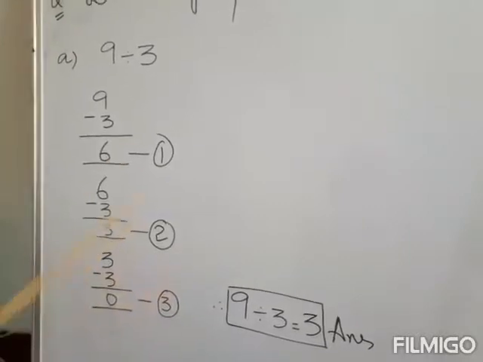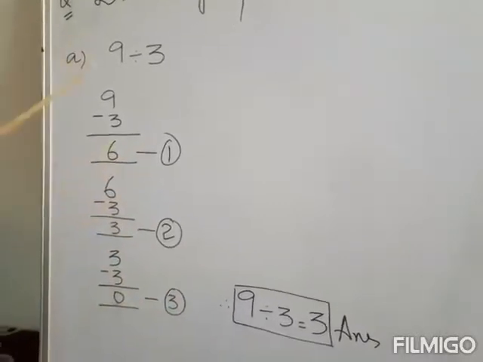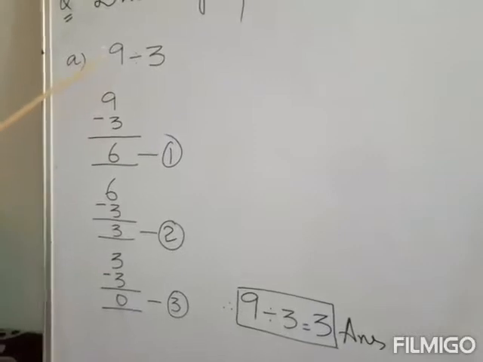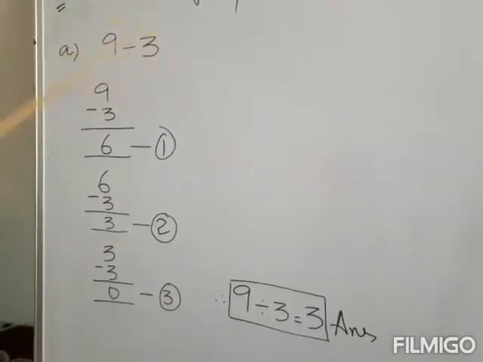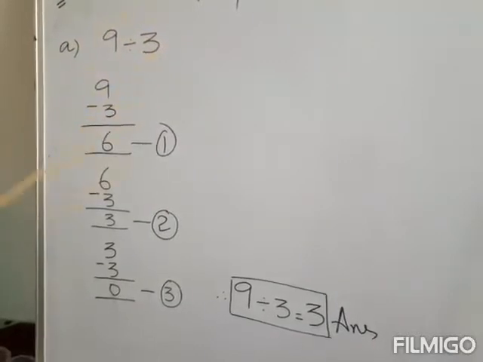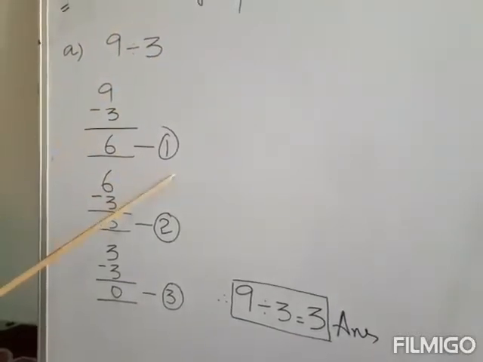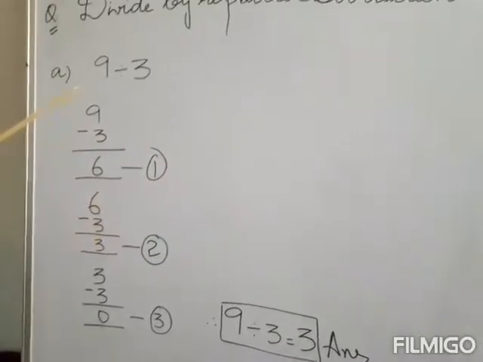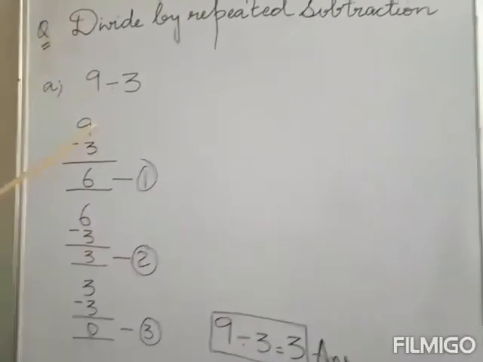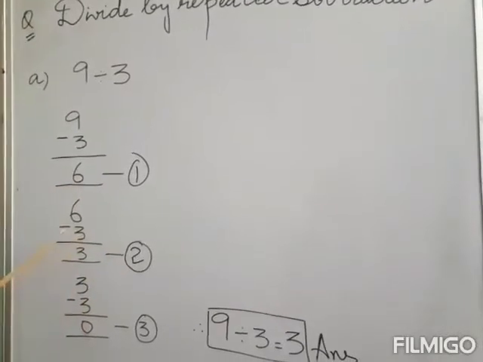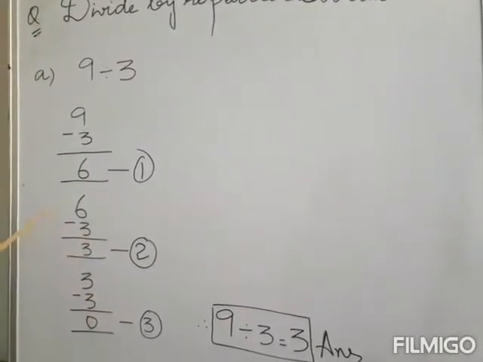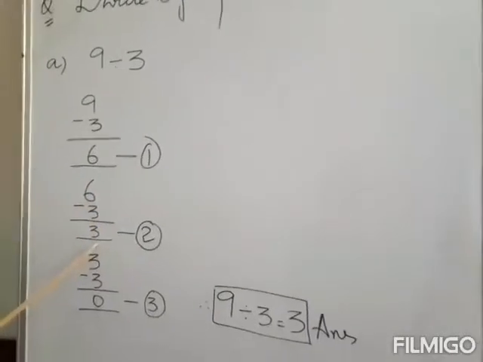Okay, my dear students, I will repeat it once again that the question is saying that you have to divide 9 by 3 by repeated subtraction. Our first step is to subtract 3 from 9. 9 minus 3 is equal to 6. The second step is to subtract 3 from 6. 6 minus 3 is equal to 3.